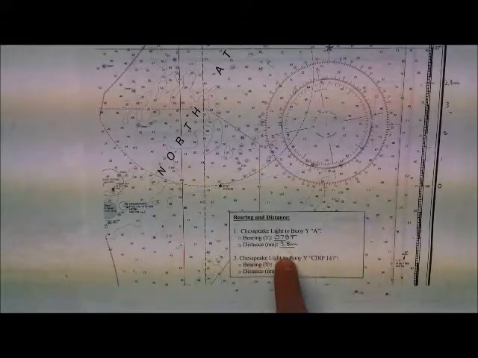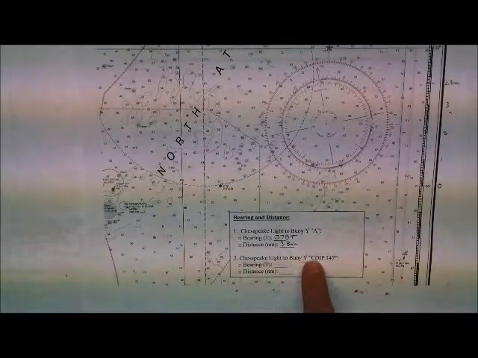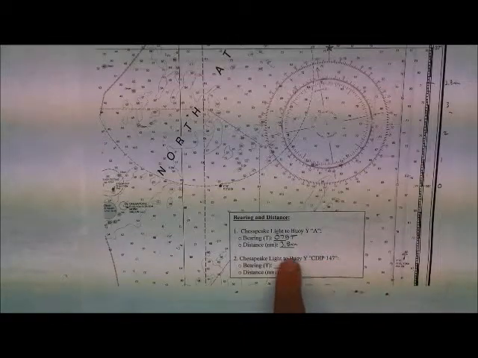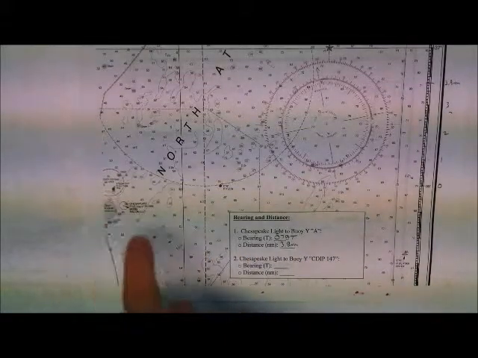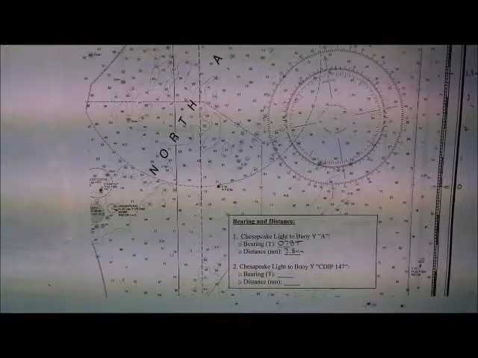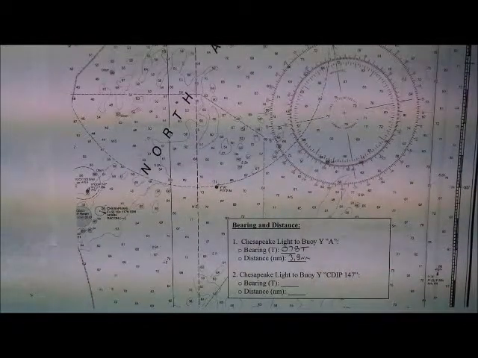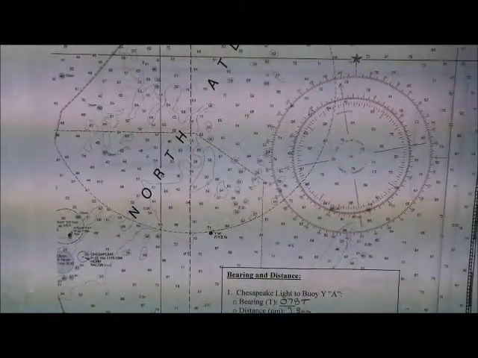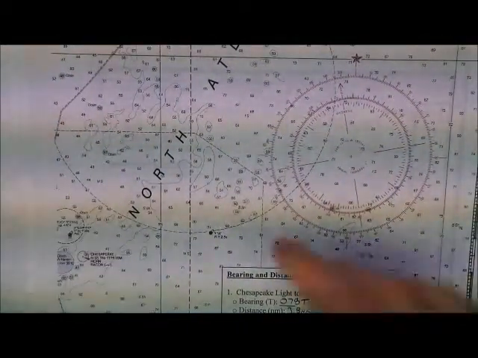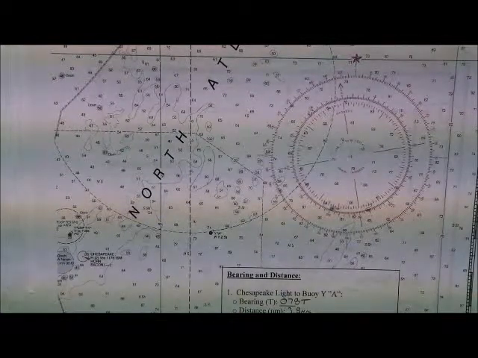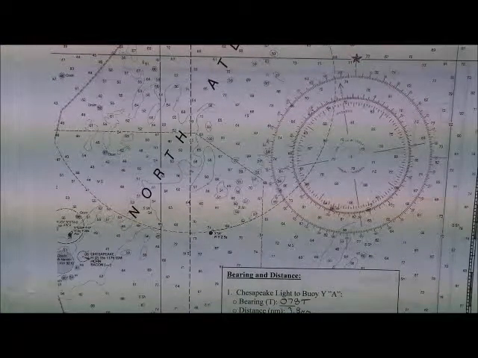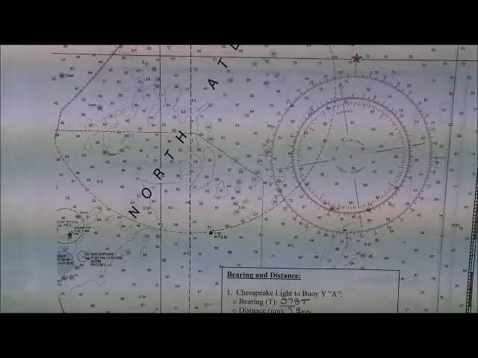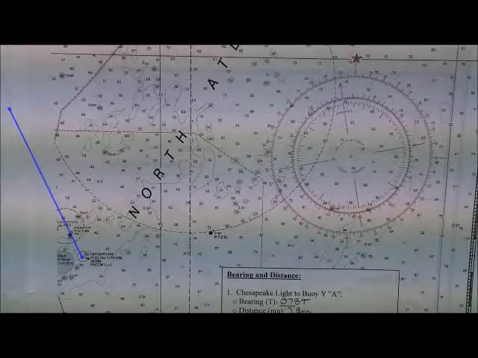Next question, Chesapeake Light to the buoy Yankee Charlie Delta India Papa 147. So that's this one right here. Let me zoom in on those two. Okay, I'll have the same reference line for the bearing. So I'll go back to my blue, going from Chesapeake Light through the buoy, it'll look like that.